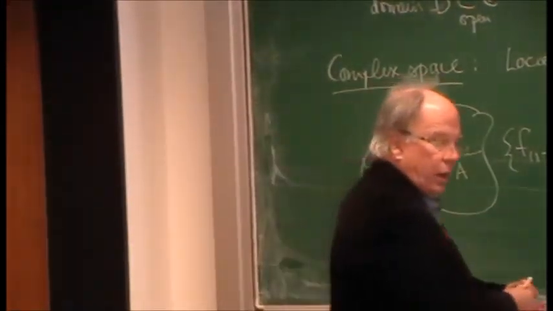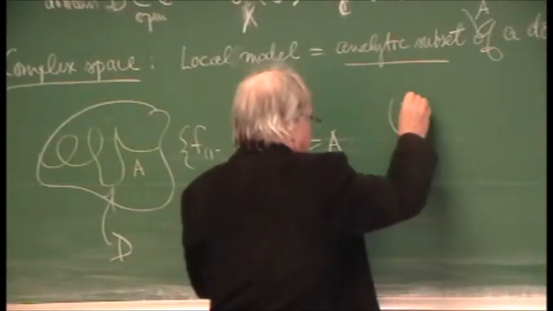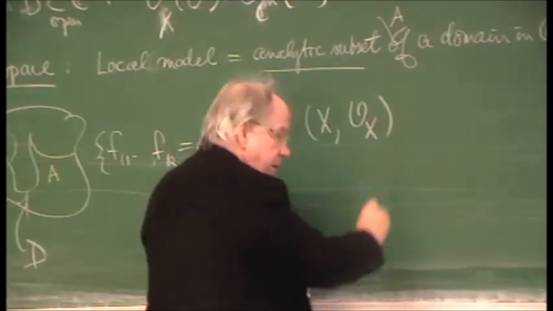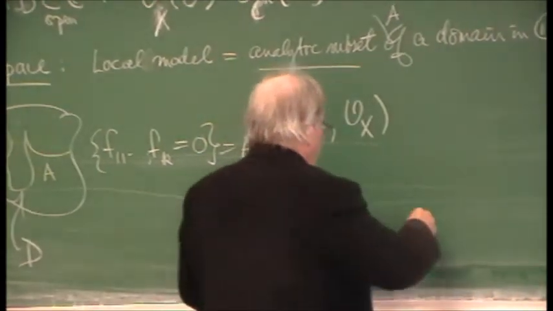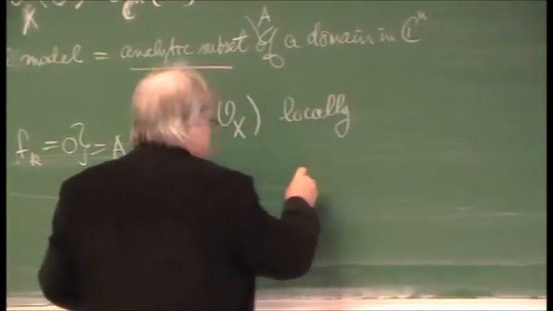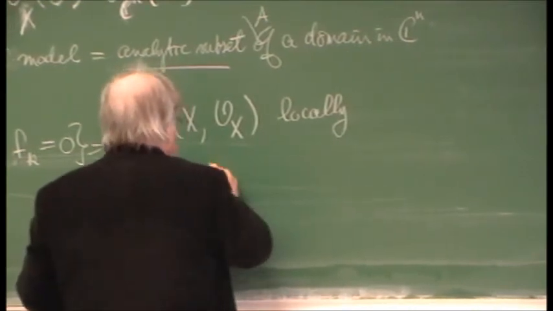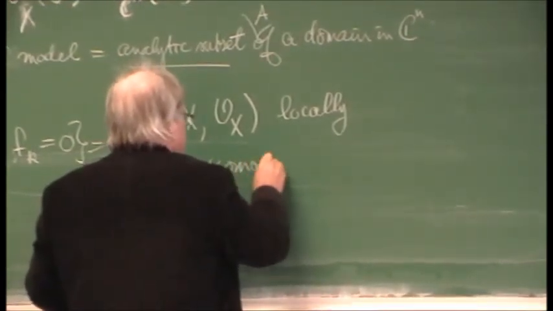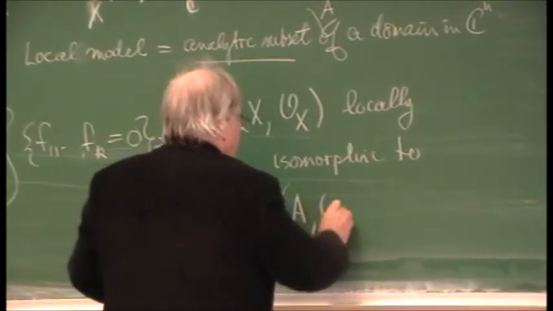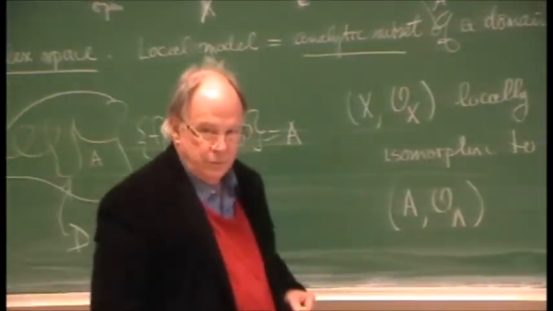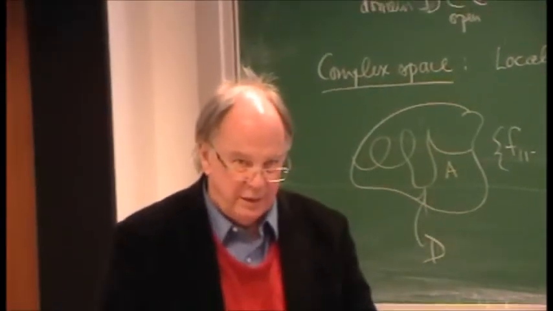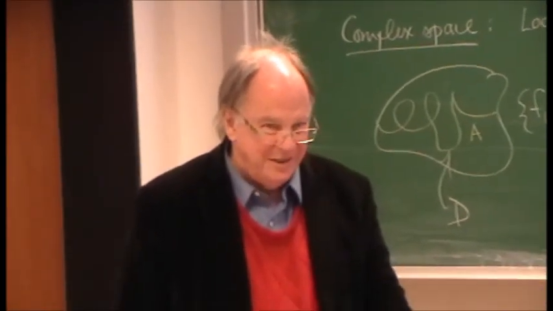So let's try it. A complex space is a Hausdorff space, paracompact, blah, blah, blah, and a ring, right, which is locally, in the above sense, isomorphic. And now I hope you're going to get mad at me. Isomorphic to A, OA. Okay? So locally isomorphic to this analytic set. And now you're going to ask me a question. What's OA?